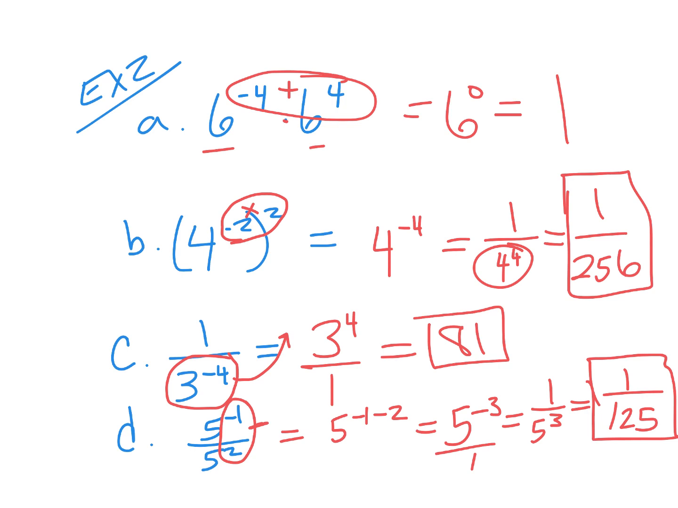Okay, so sometimes you see here on D, we used 2 of our rules. We did this first rule where you subtract, and then once we ended up with a negative, we had to put it on the bottom. So you might have to use more than one rule on this negative stuff.